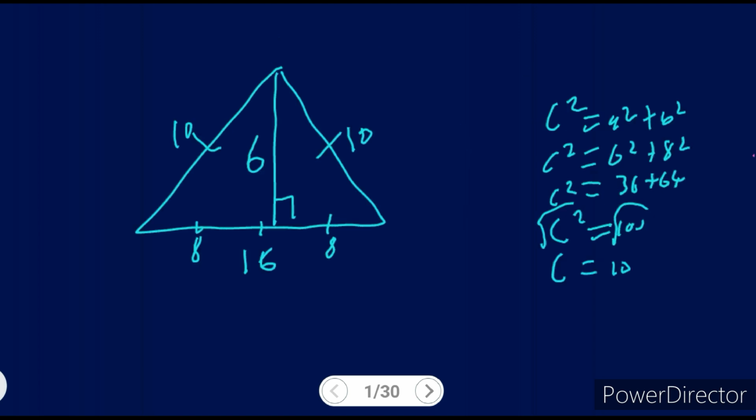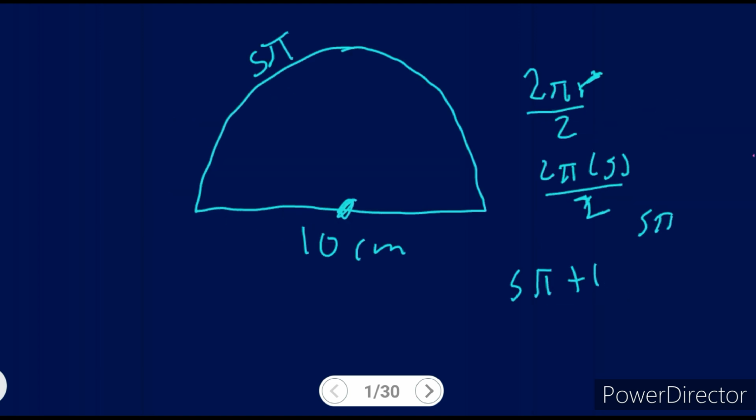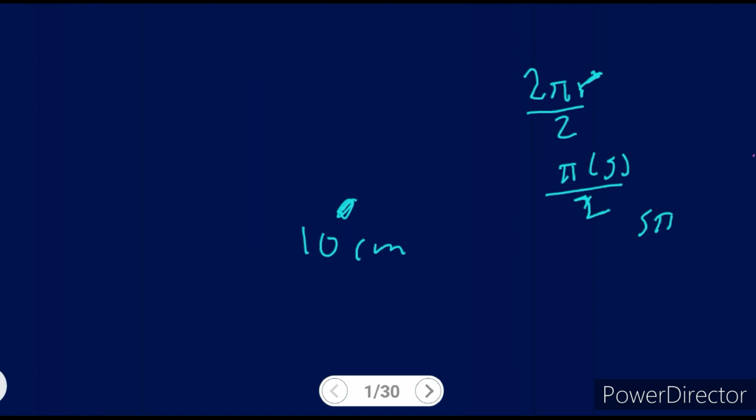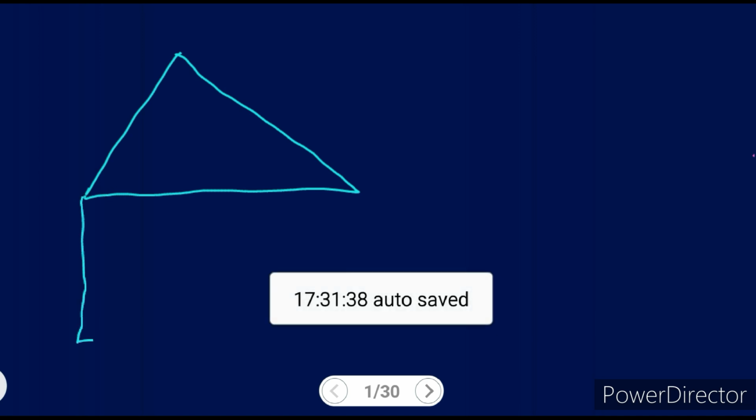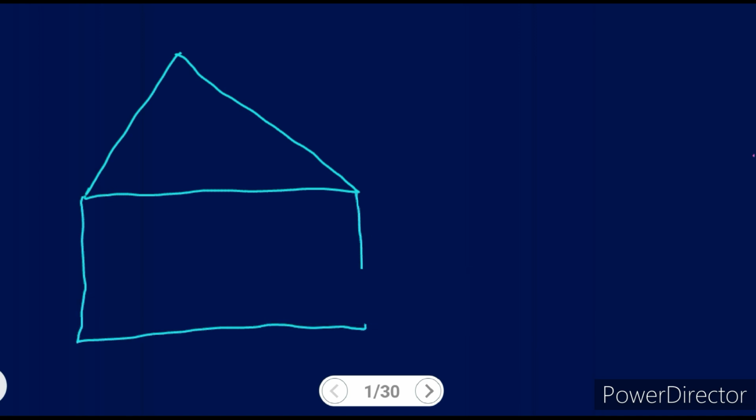Let's just go to another thing. So let me just erase this stuff. Alright, let's just say we've got something like this. So let's say we're given a rectangle and this stuff.